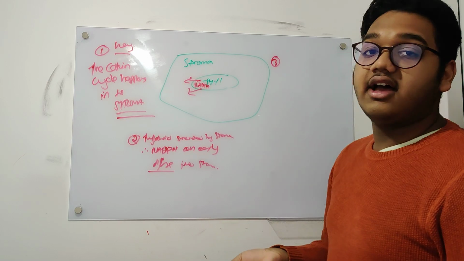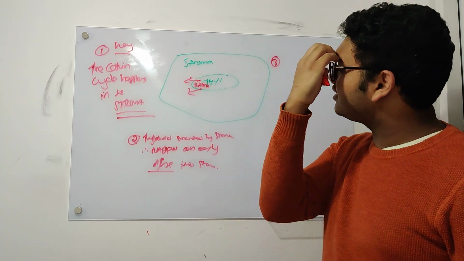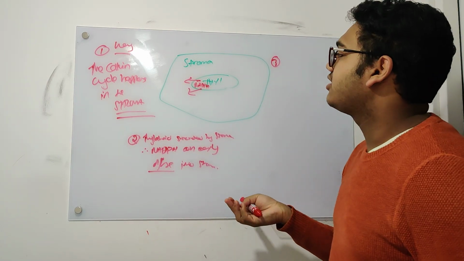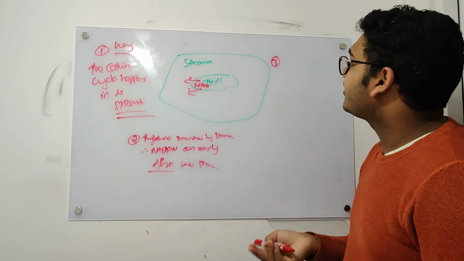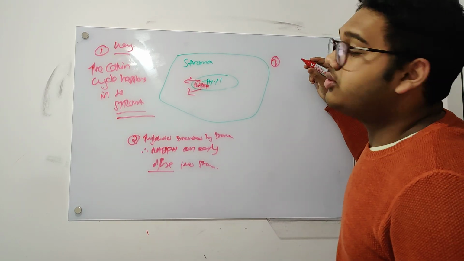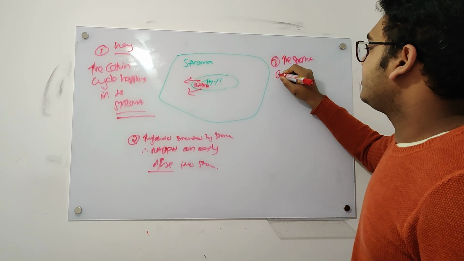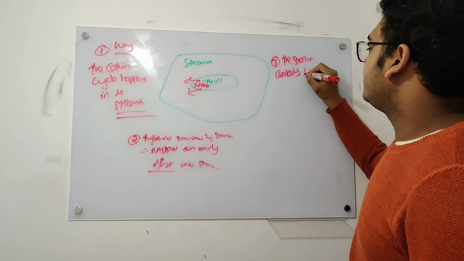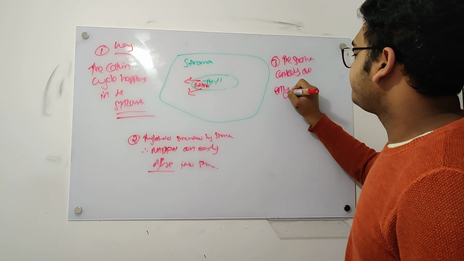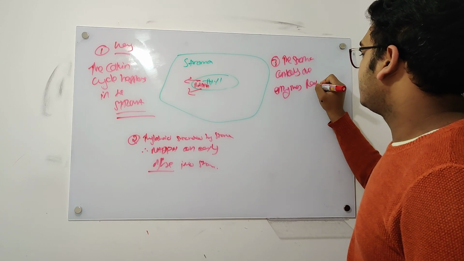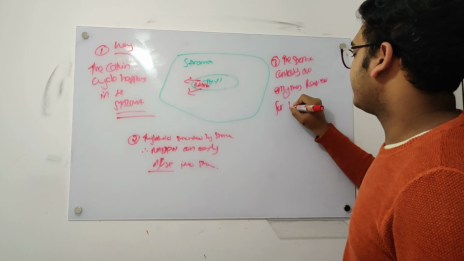So the third point we want to make is that the stroma contains the enzymes required for the Calvin cycle.